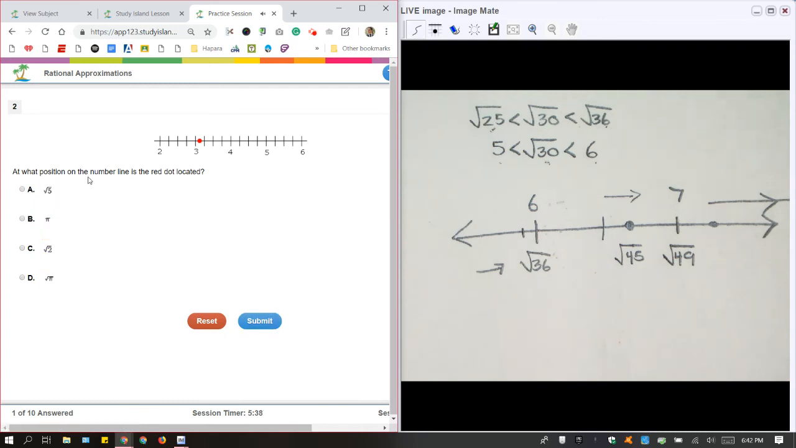Okay, how about this one? At what position on the number line is the red dot located? Well, I'm going to see this dot. Okay, it's a little bit more than 3, but it's way less than 4. So it's between 3 and 4.